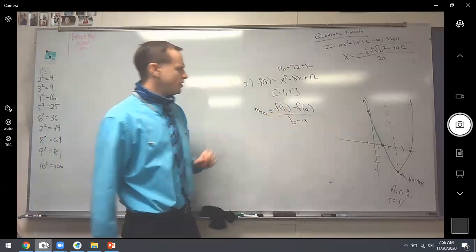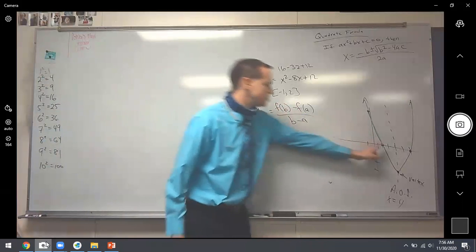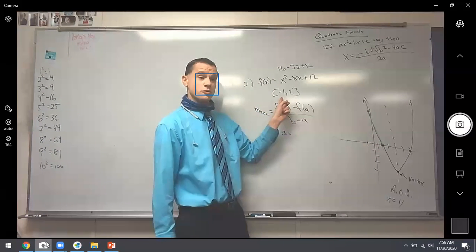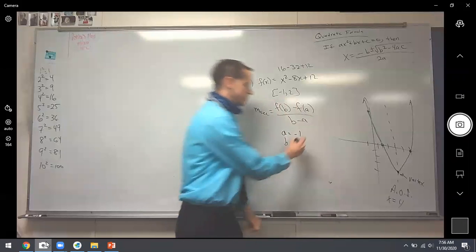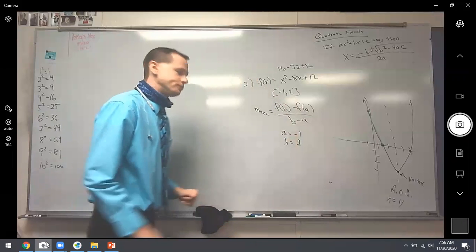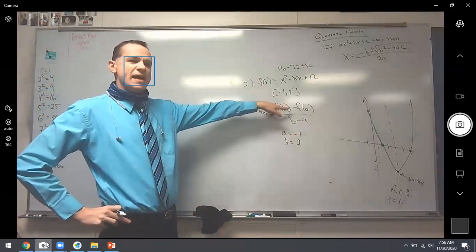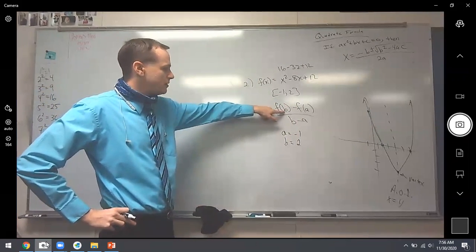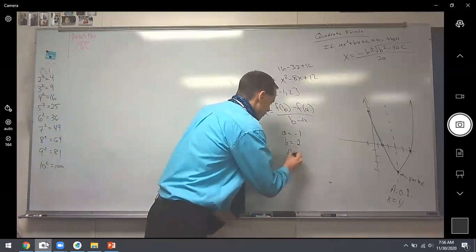If you like this formula, let's be very careful here. A represents the number on the left. So which one's on the left here? Negative 1 would be correct. B represents the number on the right, which is 2 in this case. Now, what's f of b and f of a mean? That means the function when you plug in b or the function when you plug in a. So you have to go off and find the y coordinates of these things.